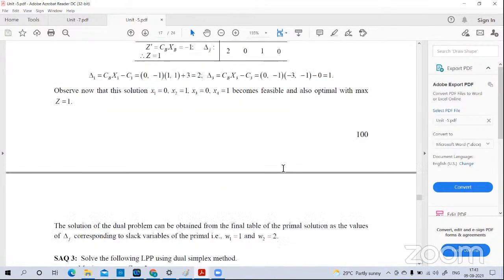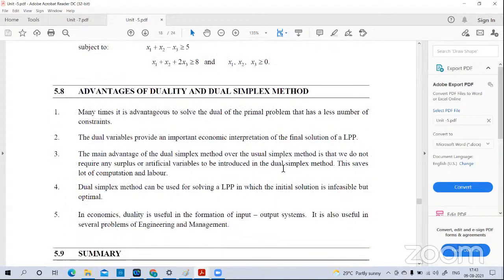Advantages of the dual simplex method. Many times it is advantageous. The dual of the primal problem has fewer constraints, whereas here the number of constraints is more, and it takes a lot of time. From a time-reduction point of view, columns can be changed into rows. In this way we can minimize the total number of constraints and get a quicker solution. Here, dual variables provide an important economic interpretation for the final solution. That is one more reason.